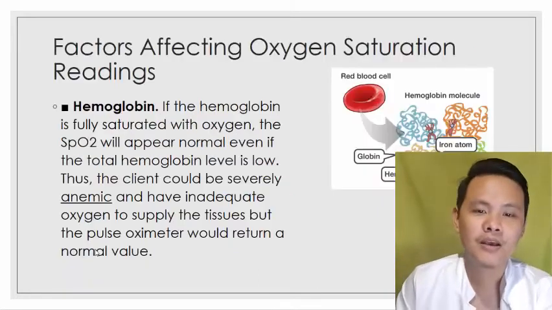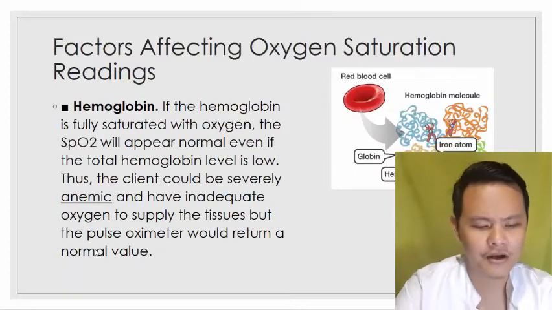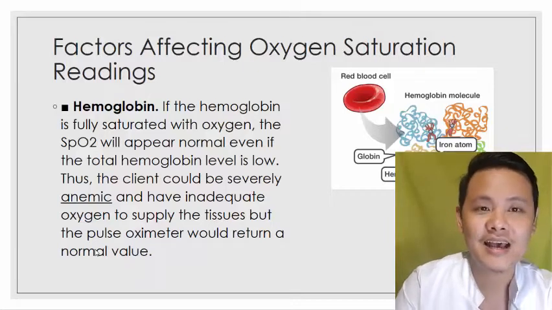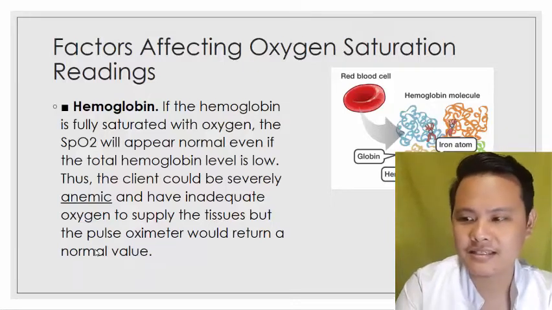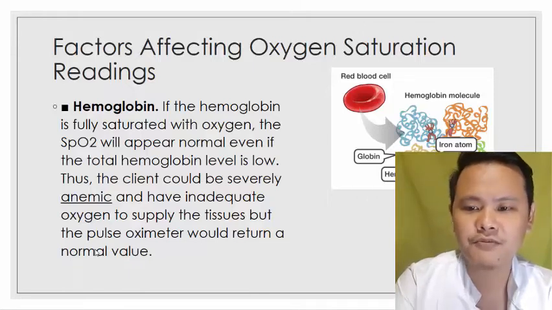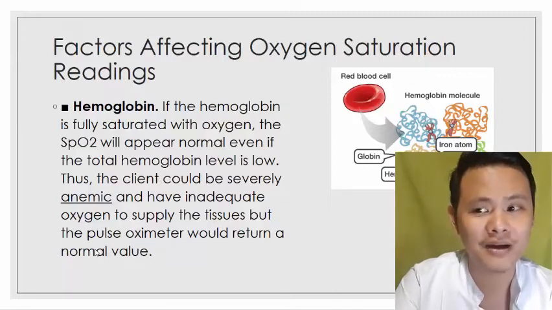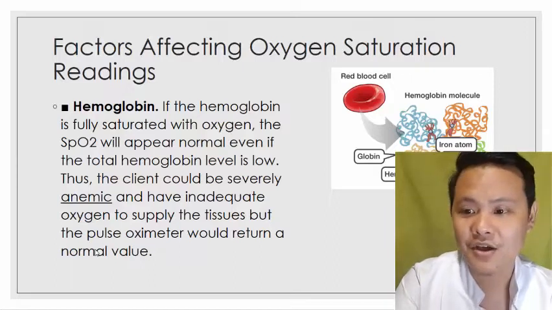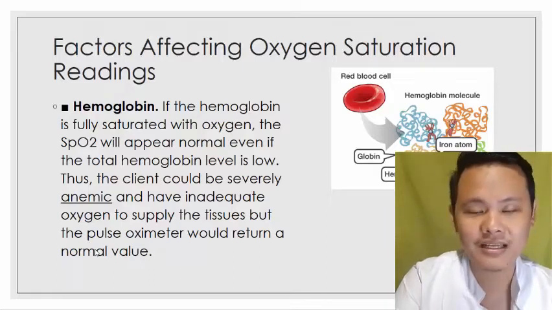Next, what are the factors that may affect oxygen saturation? Okay, number one is the hemoglobin. Since hemoglobin is saturated with oxygen, if it falls below normal, the pulse oximeter will still read it as normal oxygen saturation. Yes, pwede niyang ma-measure na normal pa rin yun. This can happen in an anemic client.